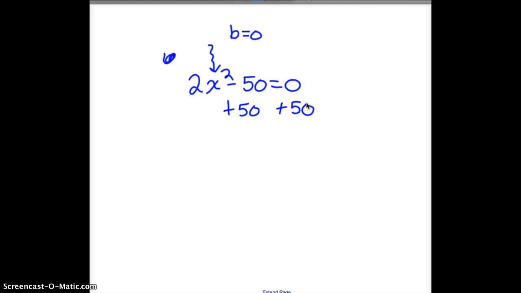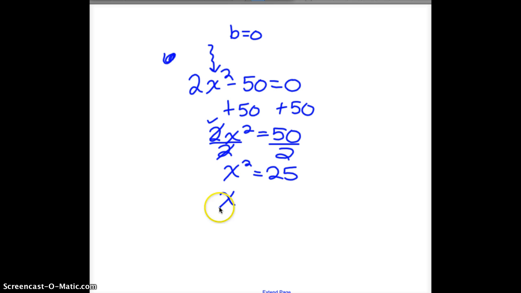We'd say add 50 to both sides, and we'd get 2x squared is equal to 50. Next, we'd eliminate this 2 by dividing by 2, and we'd get x squared is equal to 25. And lastly, we would take the square root, remembering to do the plus or minus, and we would get plus or minus 5.